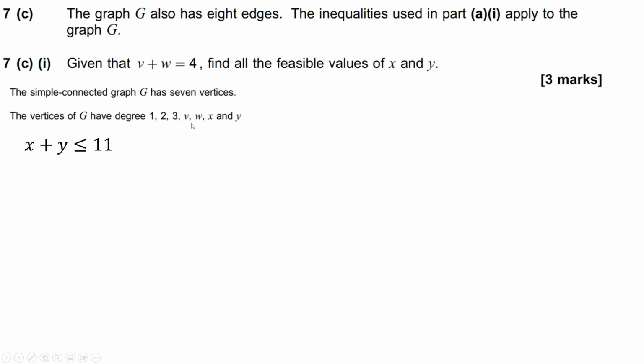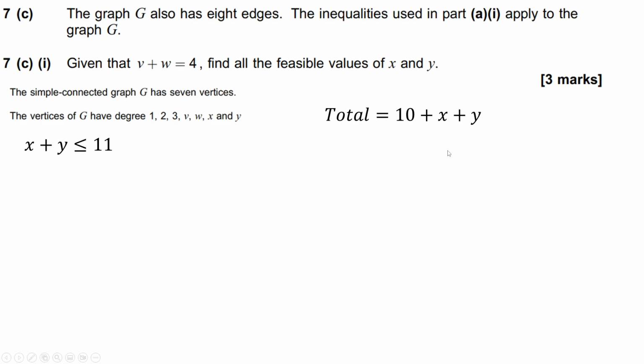If v plus w equals 4, that means we can just sum up all these to find what the total degree is, right? So that gets us 3 plus 2 plus 1 is 6. 6 plus these two, which is 4, which gets us 10. So this here is 10, and then 10 plus x plus y, and that's whatever the total is.